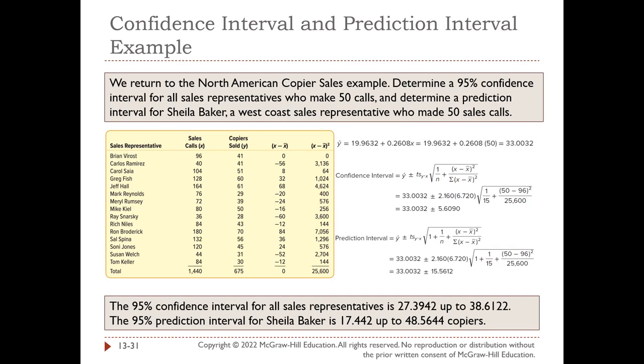Now again, the prediction interval adds an extra 1. So this actually increased to 15.5612 that we add or subtract. So our prediction interval at 95% confidence is 17.442 up to 48.5644. So again, the prediction interval is going to be a wider range, just so that it can cover a little bit more numbers. But our confidence, that we're totally confident in that she should sell in, is a little bit smaller.